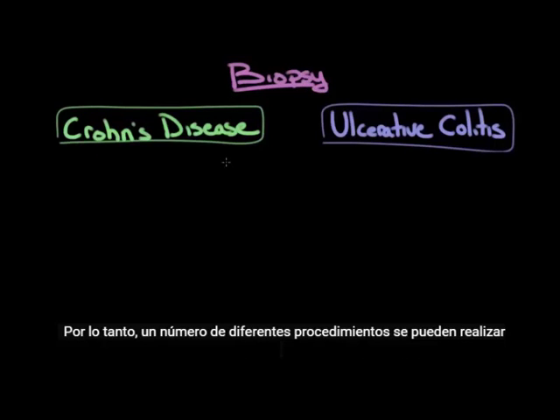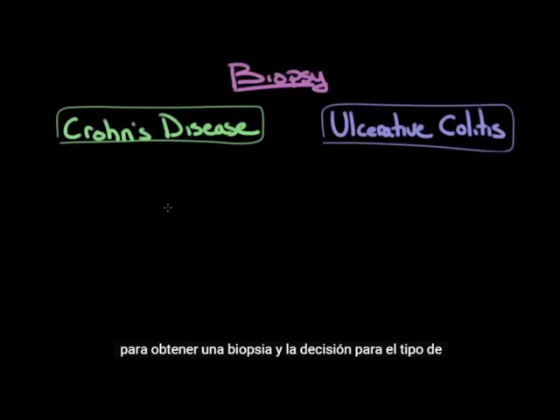So a number of different procedures can be performed to obtain a biopsy, and the decision for the type of procedure is largely based on where the locations are for biopsy. So say if Crohn's disease is suspected and the lesion is in the first part of the small intestine, then an endoscopy, where a camera is put down the throat into the esophagus and through the stomach, can be performed, because that's the best way to get to the first part of the small intestine.